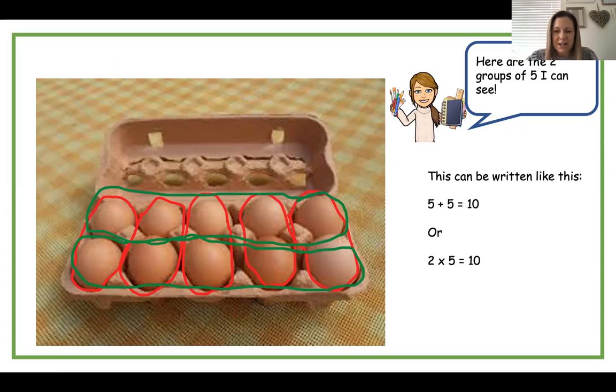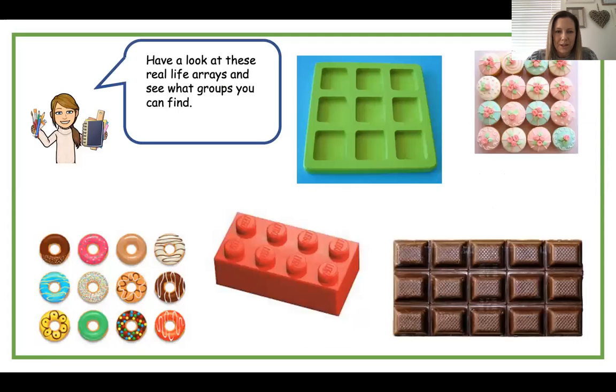So I'm going to move on to the next one on here. So if you look at these real life arrays here, you can see they really are everywhere. I wonder if you could pause the video and just see what different groups you can see in these arrays. So remember to look across at the rows and go down to look at the columns, okay? I'm not doing very well with this today, children.